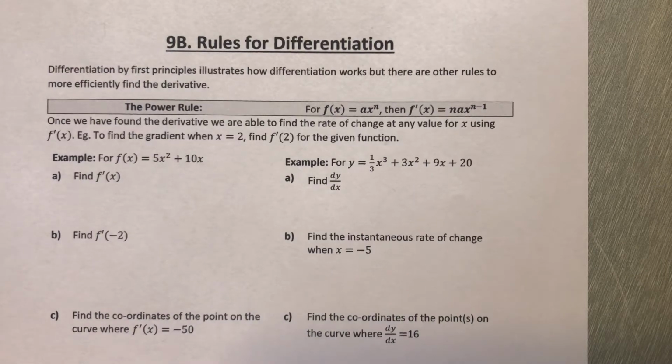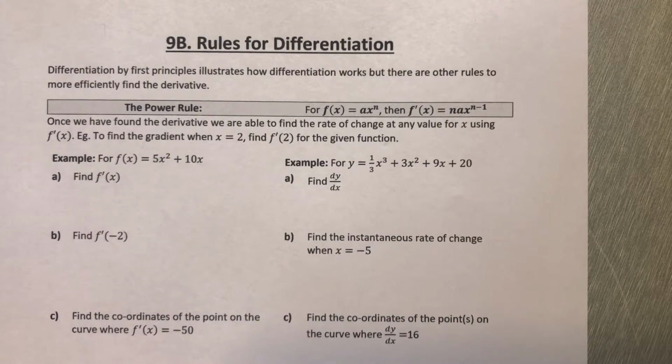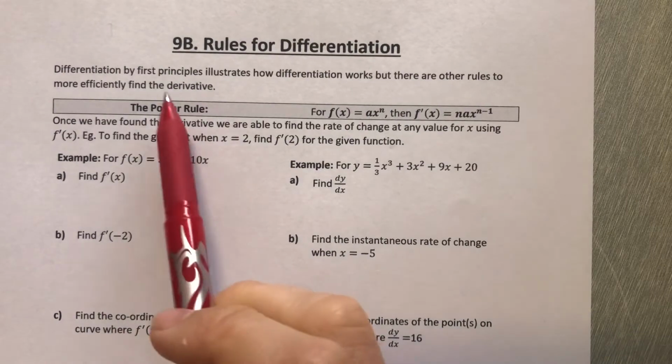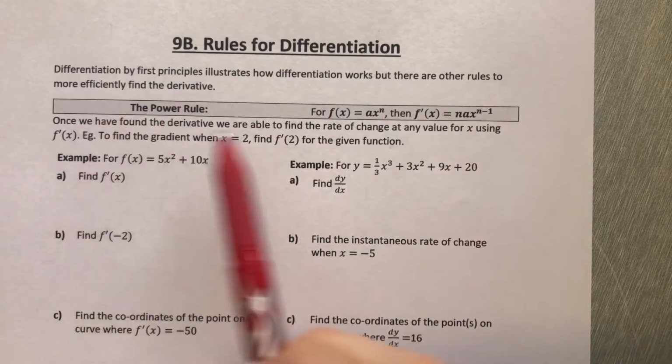Hey guys, this is 9b, which is rules for differentiation. Last exercise 9a, we did differentiation by first principles. So that's a way you can do it, but as we saw, it was a reasonably slow way. There's definitely faster ways.